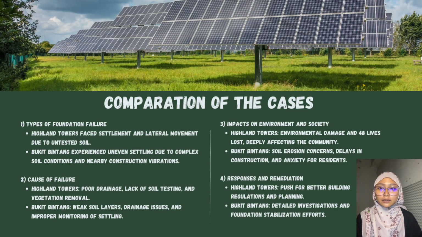Now, let's look at the comparison of two real cases, Highland Towers and Taman Bukit Bintang. These cases show how different factors can lead to foundation problems. So, let's start by looking at the types of foundation failures in each case. In the Highland Towers case, the building experienced settlement and lateral movement, mainly because the soil wasn't properly tested. Without testing, they didn't know if the soil could handle the building weight, which led to the foundation sinking and moving.